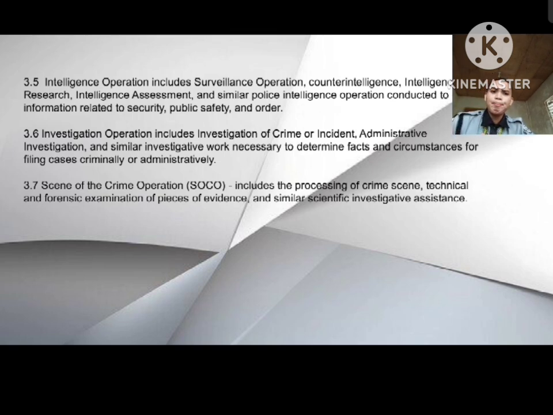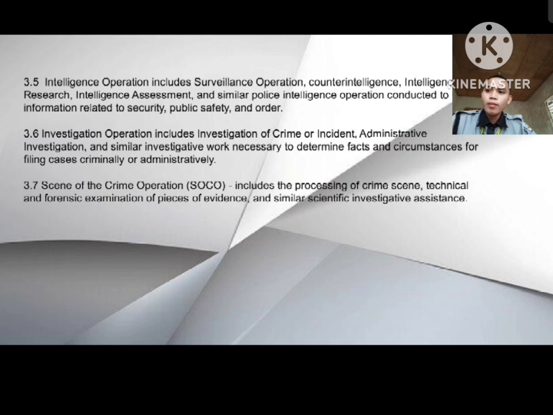So the SOCO team carefully collects and analyzes physical evidence like fingerprints, blood samples, or weapons. This helps solve cases. The scientific work is vital, especially in identifying the suspect and supporting the investigation, especially when the evidence is presented in court.